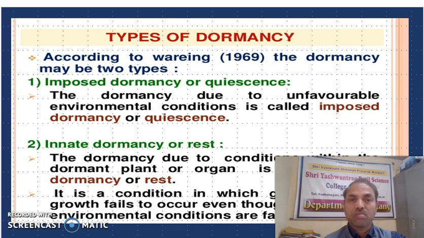Then types of dormancy. According to Waring 1969, dormancy may be divided into mainly two types: imposed dormancy or quiescence, and innate dormancy or rest. Imposed dormancy means dormancy due to unfavorable environmental conditions. Innate dormancy means dormancy due to conditions within the dormant plant or organ. It is a condition in which germination or growth fails to occur even though the external environmental conditions are favorable.